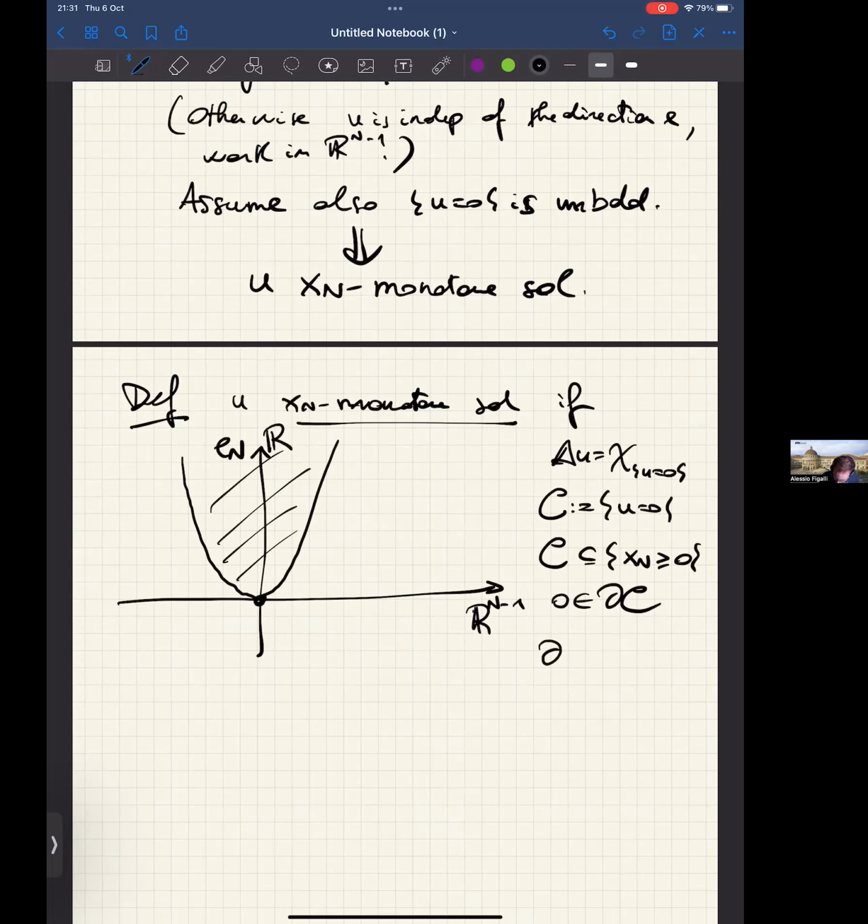Our function u is monotonically decreasing, so D_n u is less or equal than 0. So it's decreasing in the En direction. And u(Rx)/R^2, as R goes to infinity, behaves at infinity like a quadratic polynomial depending only on the n minus 1 dimensional variables orthogonal to En, where Q is a quadratic matrix in R^(n-1), positive definite.